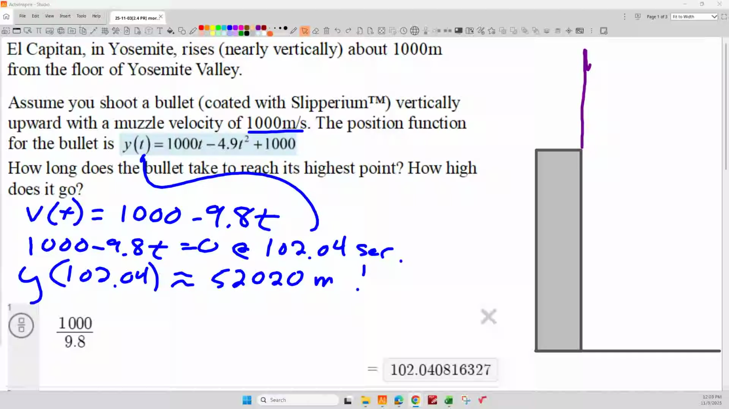Okay, so we left off last week talking about derivatives as rates, and we were doing kinematics, right? This is the problem we were looking at. This is the one where, standing right above the valley floor in Yosemite, you put the rifle out just right over the edge, you shoot a bullet up in the air, and it's coated with sliprium, so there's no air resistance. It leaves with a muzzle velocity of 1,000 meters per second, which is fast.